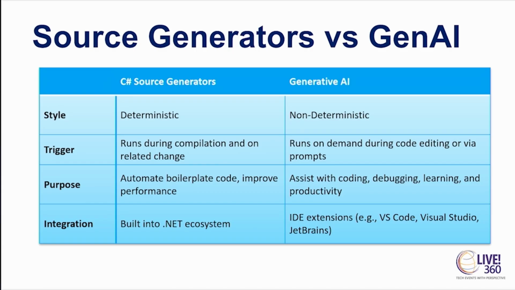One of the great things about source generators is that they are deterministic, which means that I can make sure that the code that gets generated is going to be the same code every single time. And it's going to be optimized specifically to what my needs are. With Gen AI, it's non-deterministic. It's not going to generate the same thing every time.